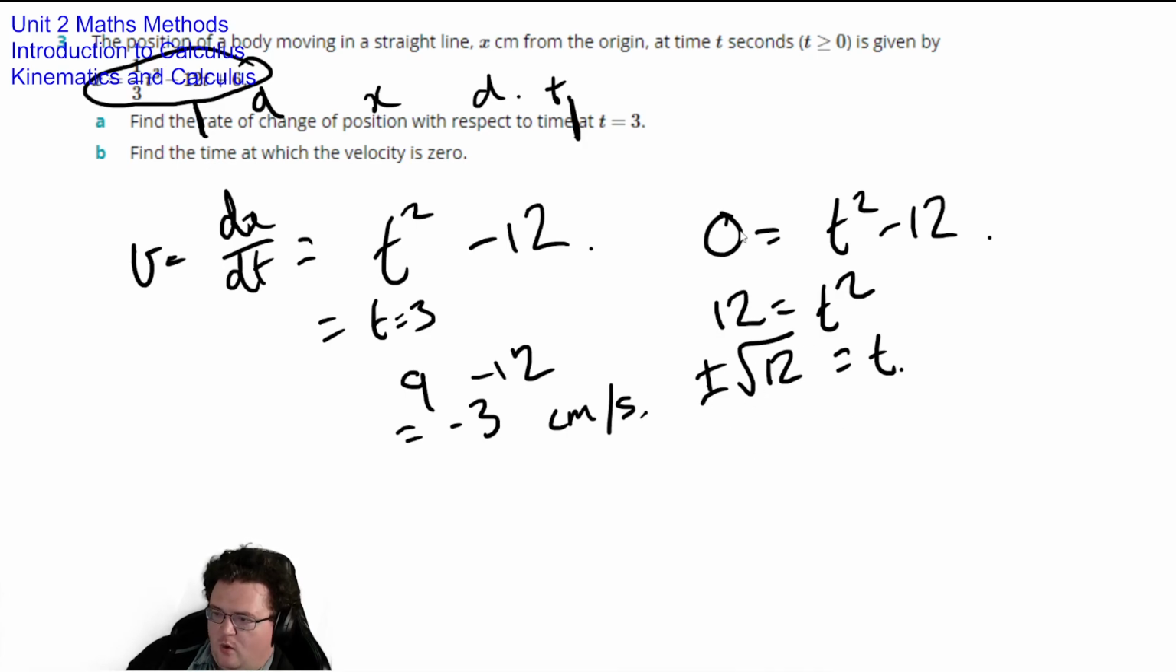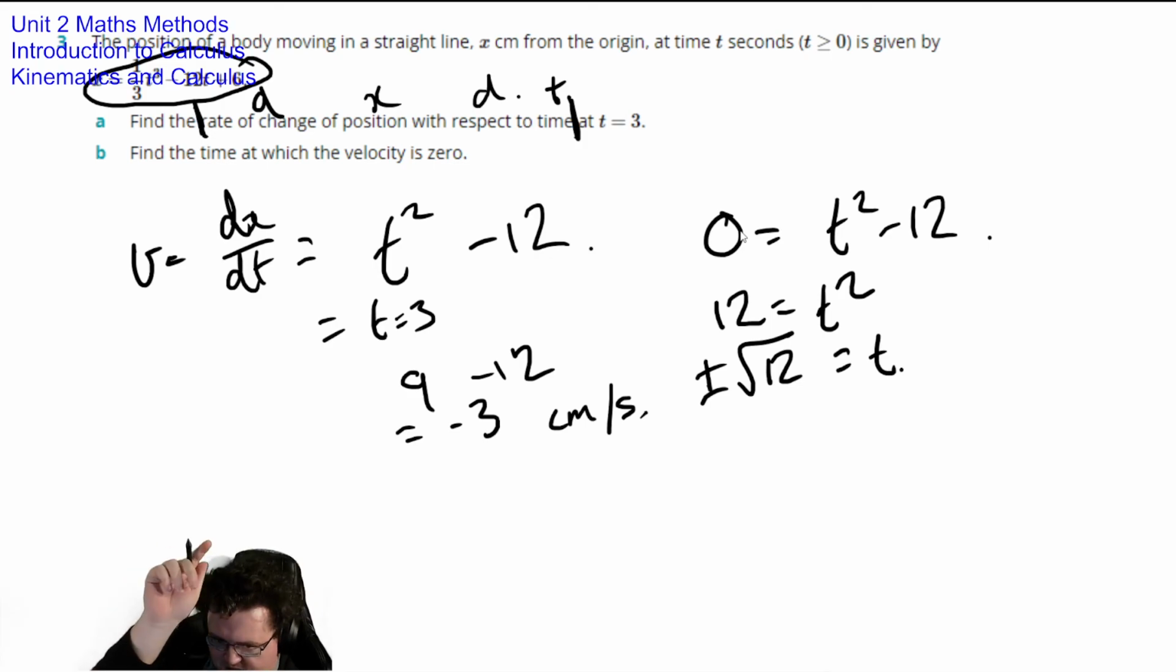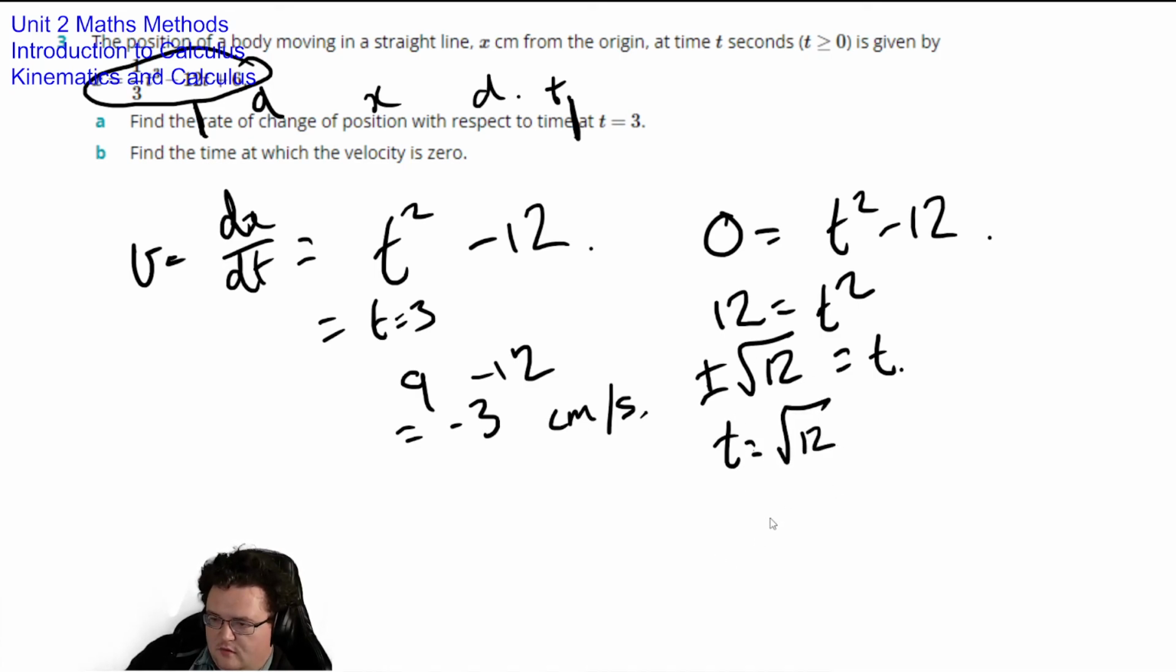I have two answers, one of which doesn't make sense. Why? Look at the original question. Time cannot be negative. So the answer is t equals positive root 12, which is 2 root 3, which is about 3.5 seconds. Because root 3 is equal to 1.73.